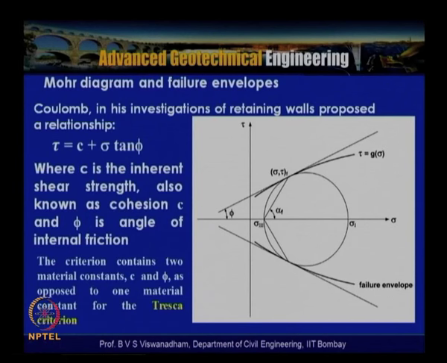As we have discussed, regarding the Mohr diagram and Coulomb envelope, Coulomb, during his investigations of retaining walls, gave an equation tau is equal to c plus sigma tan phi, and the Mohr envelope gave tau as a function of sigma. This nonlinear envelope is the Mohr envelope, and this one is the Coulomb equation, which has been idealized to a straight line. Here c is the inherent shear strength, also known as cohesion, and phi is the angle of internal friction. So the criterion contains two material constants, c and phi, which are called shear strength parameters, and there are different methods to determine these shear strength parameters in the laboratory.